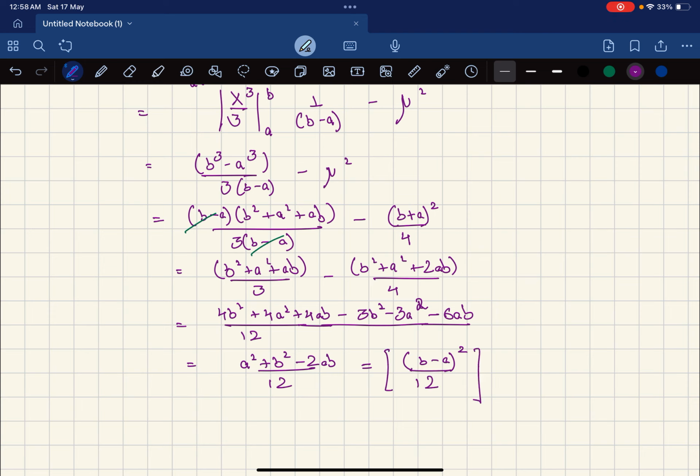So this is how we get to the variance of a uniform distribution which lies in the range of a to b. So variance of this is x and this is actually u. So variance of x is given as (b minus a) whole square upon 12, while the mean was given as (b plus a) upon 2. So this is how we define or derive the variance and mean of a uniform distribution.